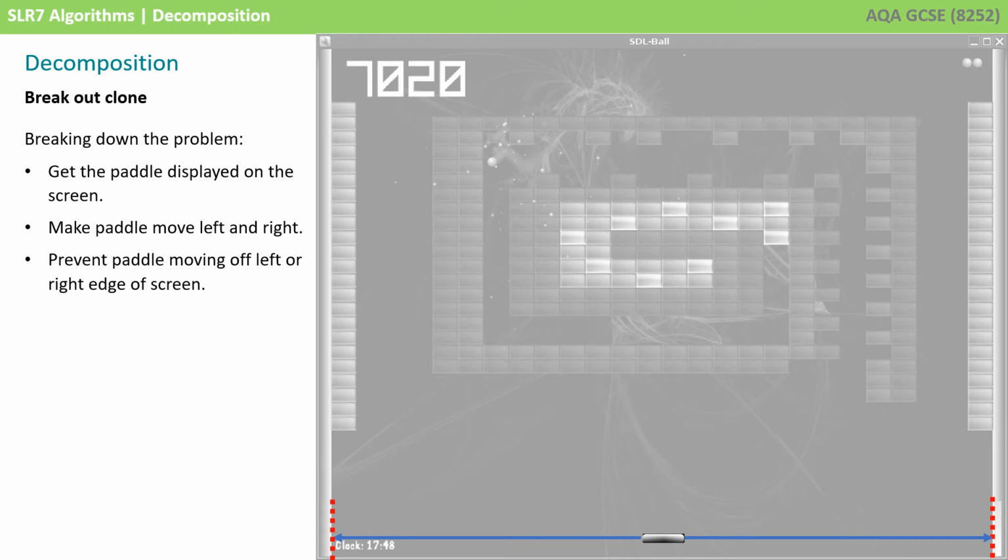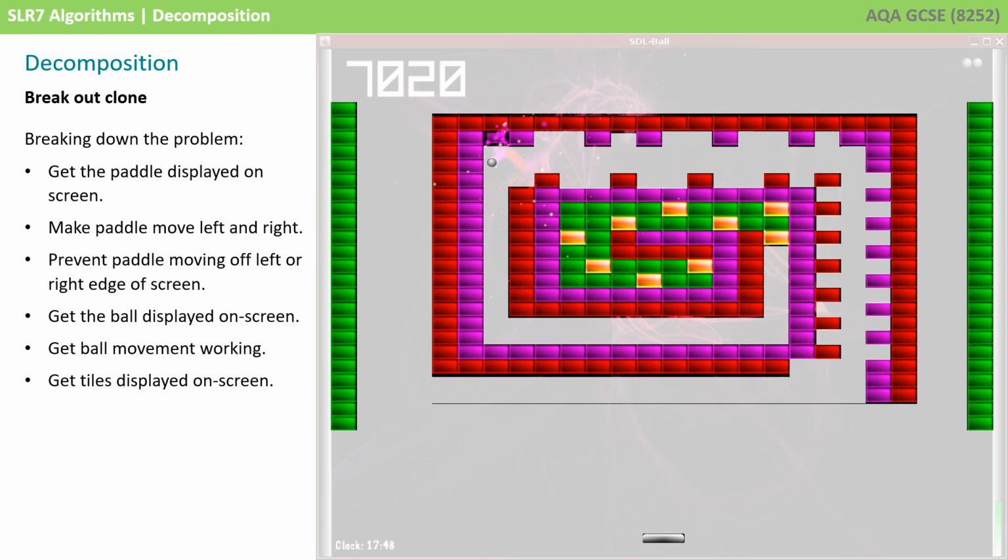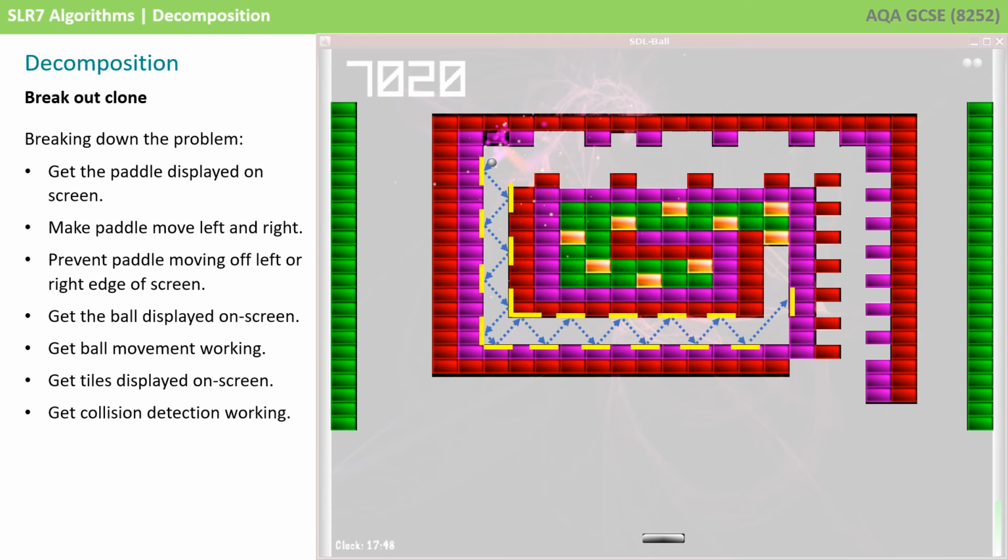We might then think about some validation programming. We don't want the paddle to go off the left-hand side of the screen or off the right-hand side of the screen. We might then draw the ball, followed by getting the ball to accurately bounce around the screen. We then might write the code to draw our tiles, followed by getting the ball to detect when it's hit a tile.